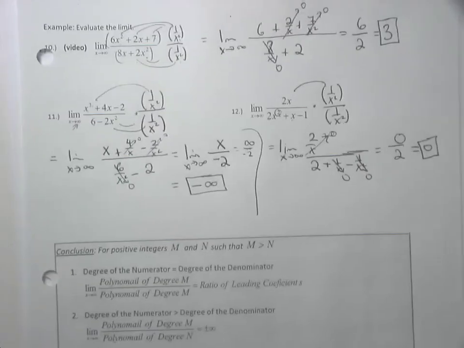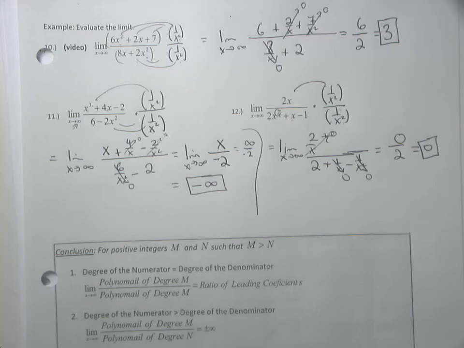Does that make sense? Now, let me show you the trick. When I take the limit as x approaches infinity of some function, or when I take the limit as x approaches negative infinity of a function, I'm really asking you, as x gets bigger and bigger and bigger, what is the function doing? Is it leveling off to a particular number? Is it blowing up, or is it blowing down?